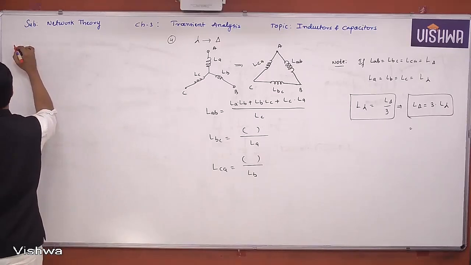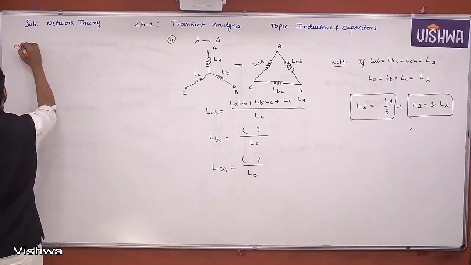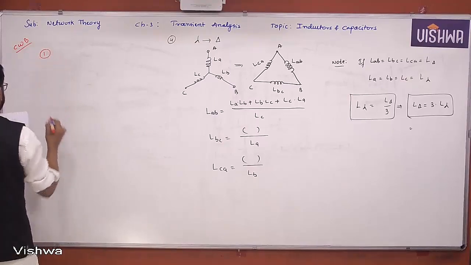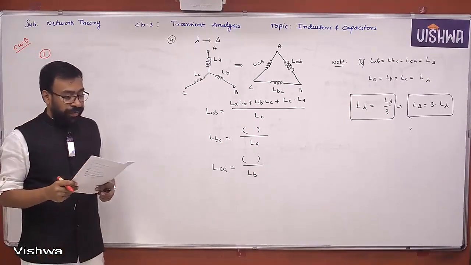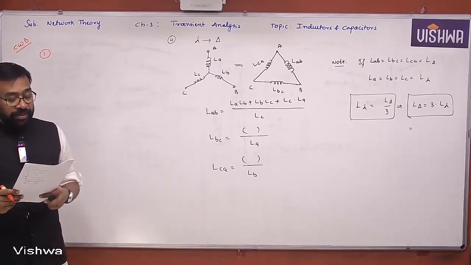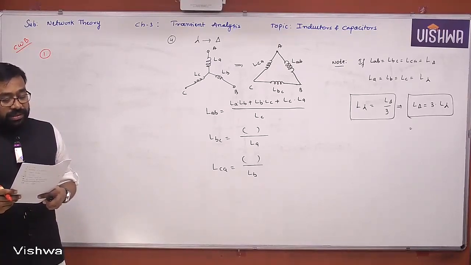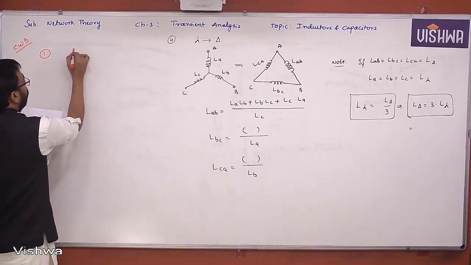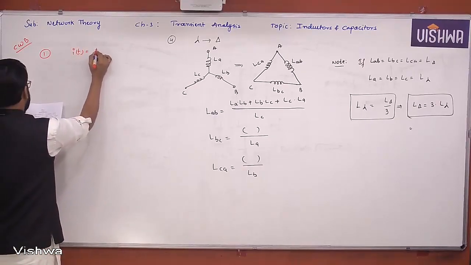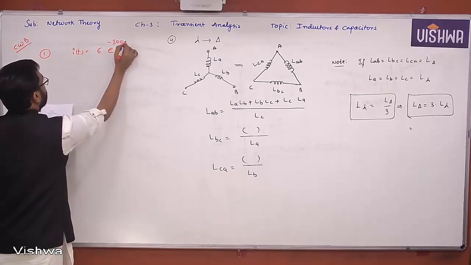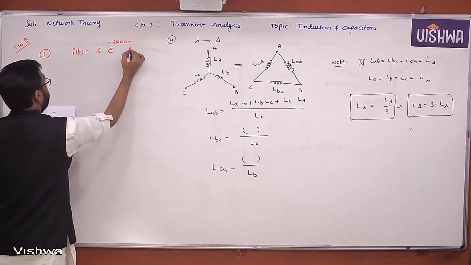Classroom workbook, problem number 1. Read that question, all of you. Determine the voltage across 2 microfarad if the current through it is i of t equal to 6 e power minus 3000 t milliamperes.